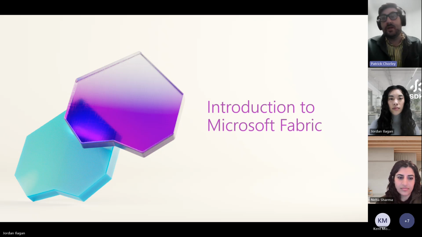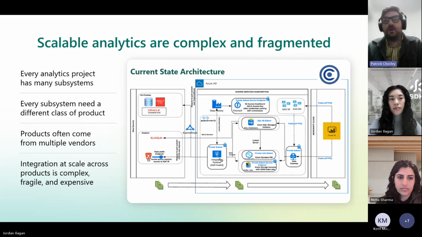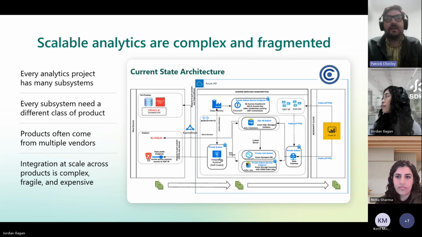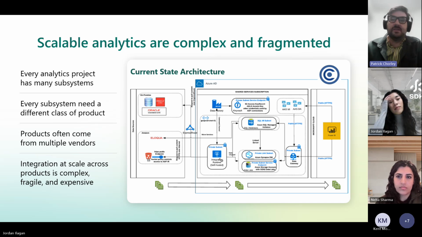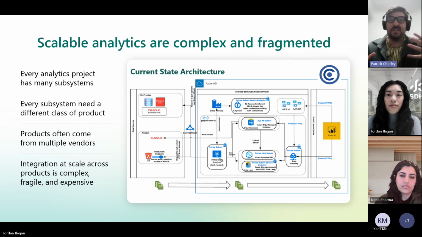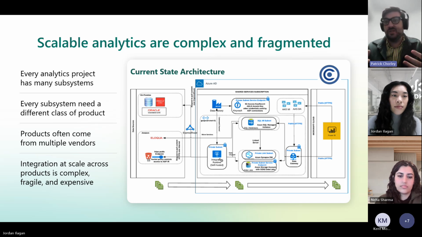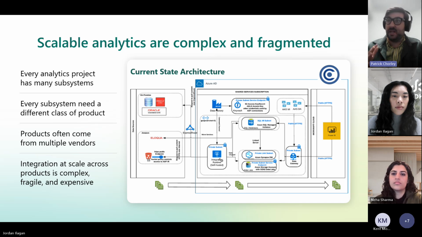Great. So let's do the introduction to Microsoft Fabric. We start off with a slide here of a current state architecture, and as you can see, there's a lot of lines everywhere. Every analytics project has so many subsystems, so much integration, and so many dependencies that we're building into our applications before we get data. These dependencies create data latency, which means the longer it takes to produce the data for us to consume it, that's data latency.